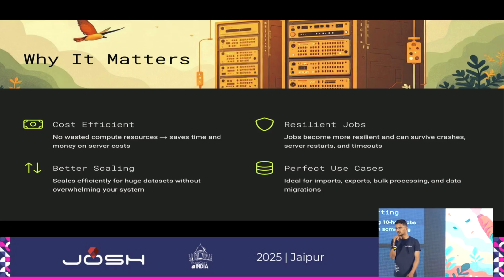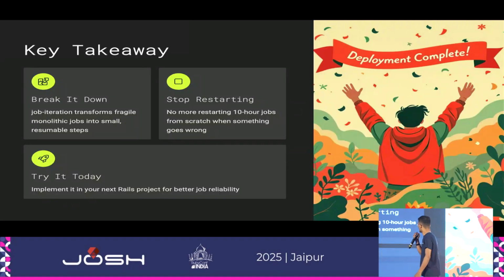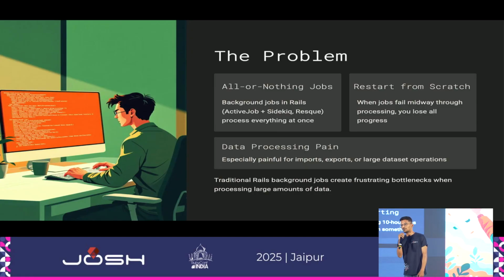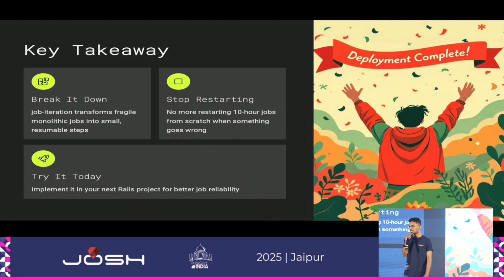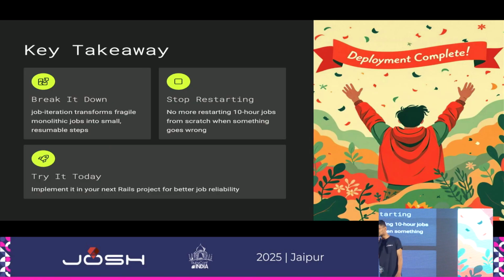So the final takeaway is, it breaks down the main monolithic job into small chunks of the job, performs them, and then does the full job iteration. Then, if the job is not failing, we don't have to restart it, and that's how it works. We can try it out as we don't have to restart the job.